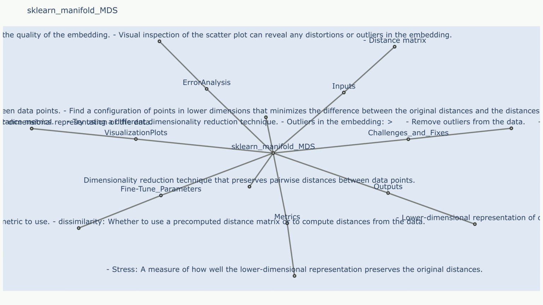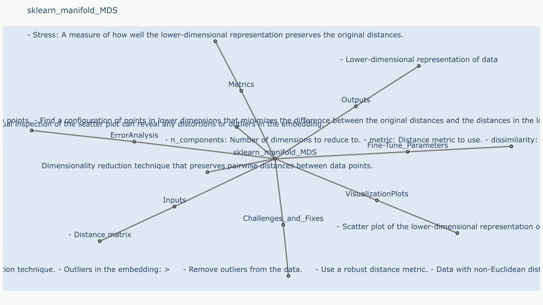Metrics. Metric 1. Explain in detail. Stress is a common metric used to evaluate the quality of the MDS embedding. It measures the deviation of the distances in the low-dimensional space from the original distances. A lower stress value indicates a better fit.